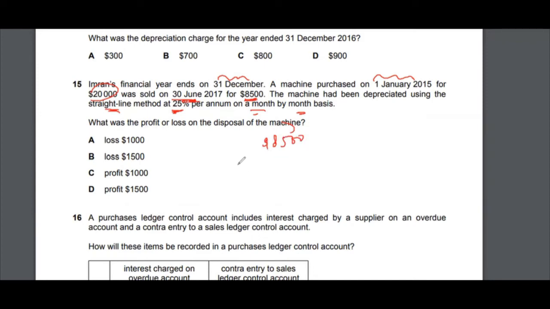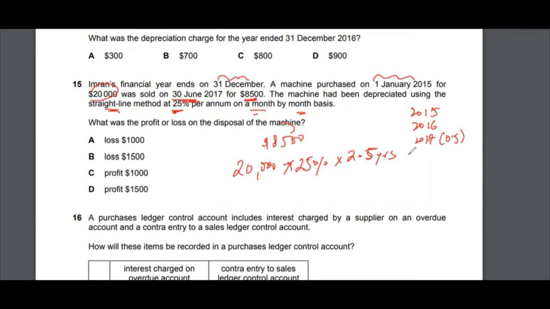So the carrying amount of the machine would work like this. 20,000 times 25%, that's your per annum depreciation, times how many years? Look at this. It was purchased in 2015 and sold in 2017. So it's almost 2.5 years, right? So 2 years, 2015 and 2016, and half of 2017. So full year of 2015, full year of 2016, and 2017 is 0.5 or half year, just 6 months, right?